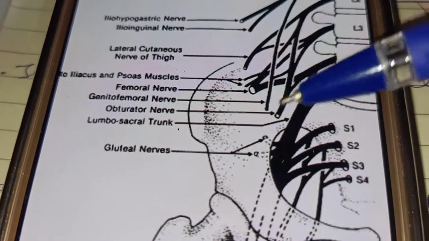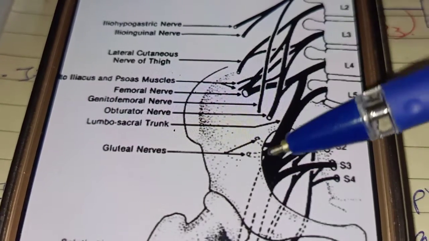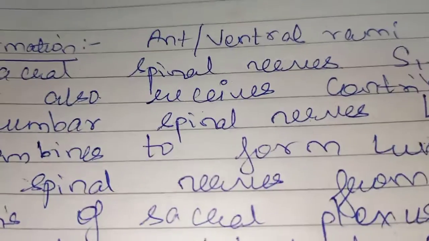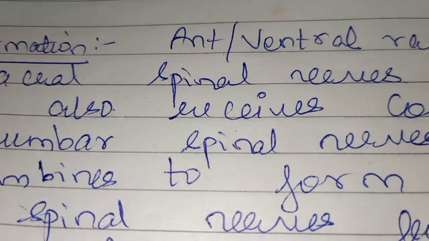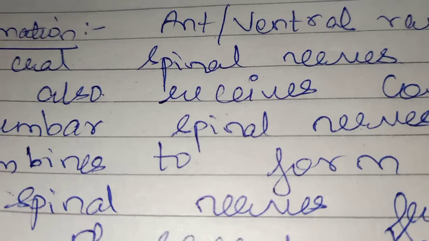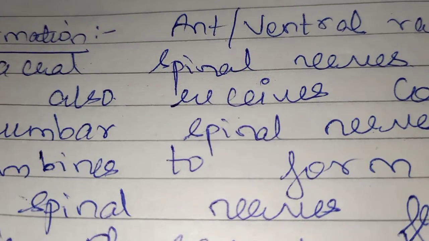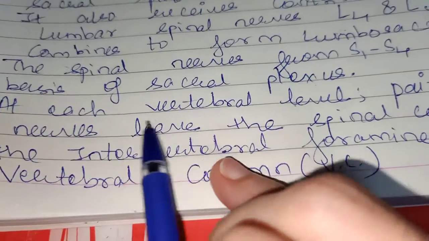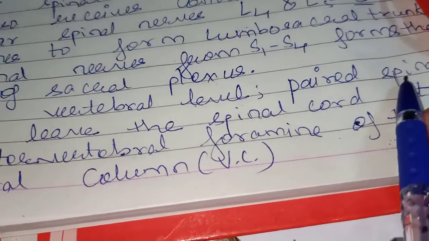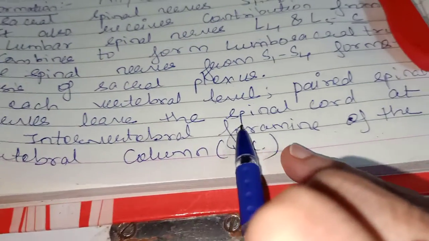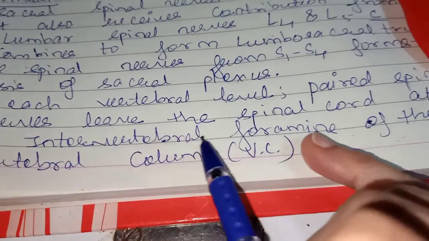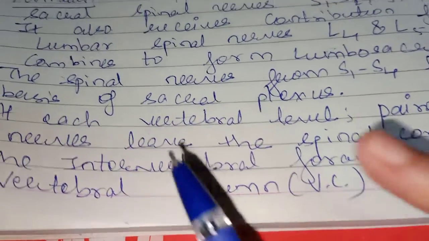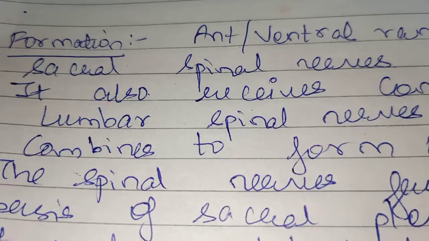So these are paired spinal nerves. Please remember, it is not only one side, obviously. The piriformis muscle is present on both the sides. So it is paired. Clear? It is seen on both the sides. So at each vertebral level, paired spinal nerves leave the spinal cord at the intervertebral foramina of the vertebral column. So these are paired spinal nerves on both the sides, dear students.